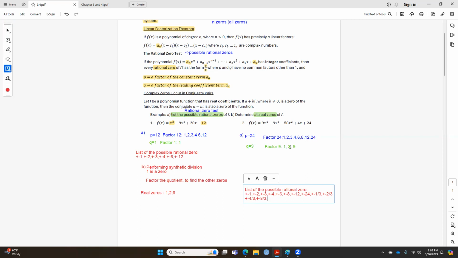And then you have to do one more. You take the same factors of P, the blue ones, and now you divide them by the last one, 9.